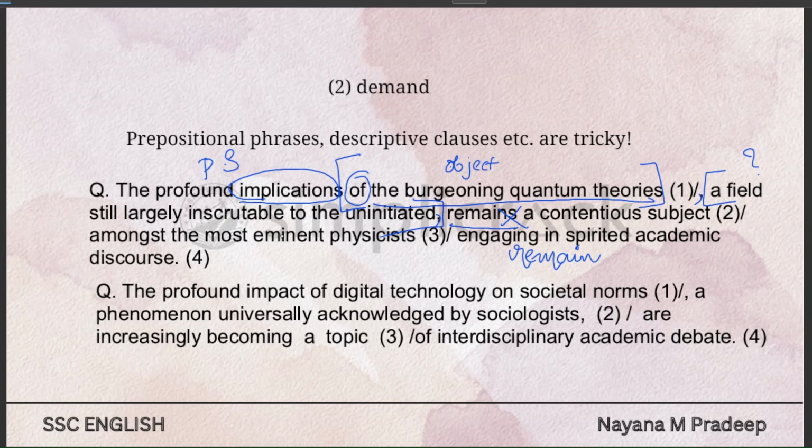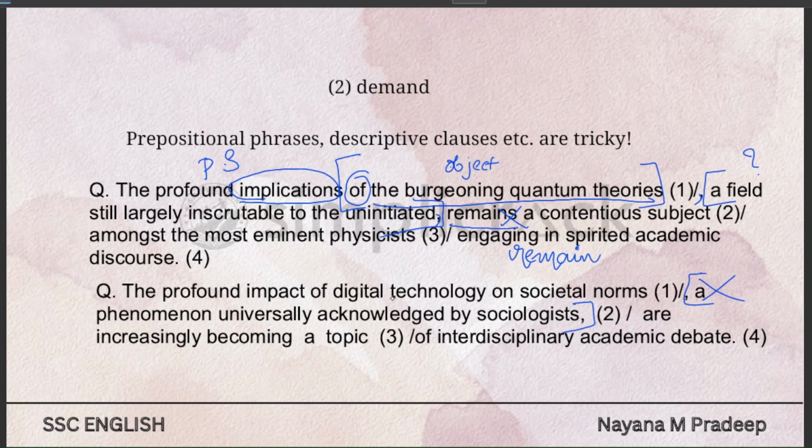Okay. Now, again, we'll check this once again. Look at the second question. The profound impact of digital technology on societal norms, a phenomenon universally acknowledged by sociologists, are increasingly becoming a topic of interdisciplinary academic debate. Now, what will we do first? What do we see here? We see a phrase that comes between two commas and you eliminate that completely.